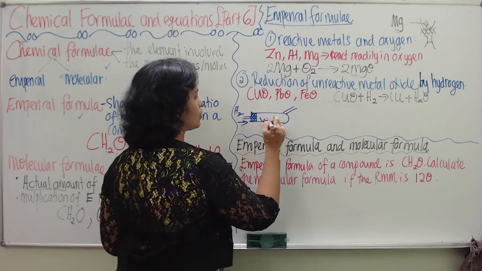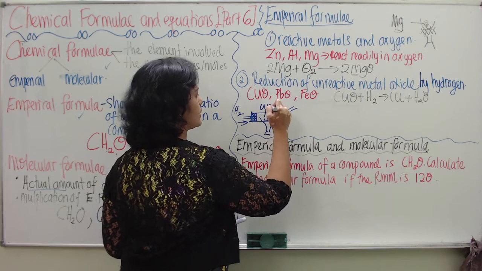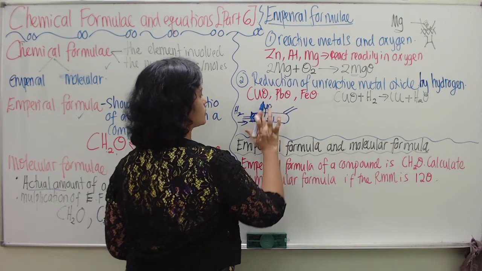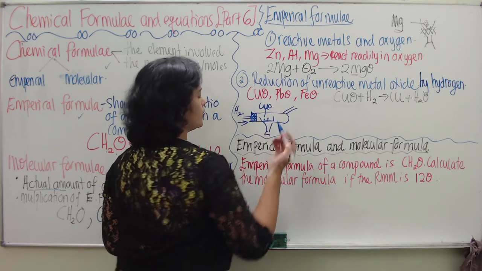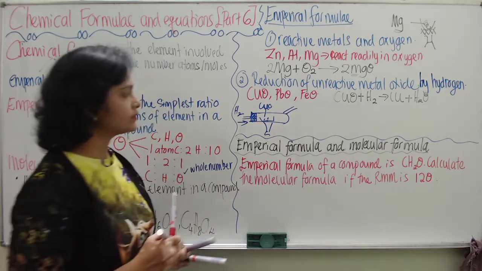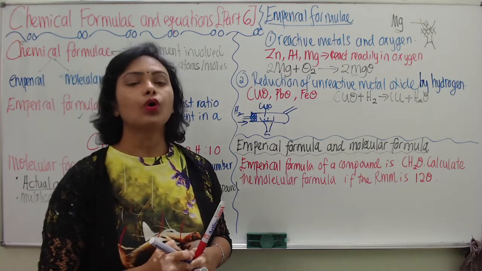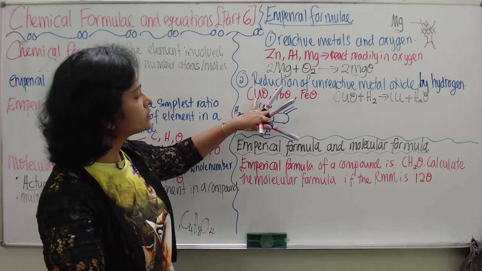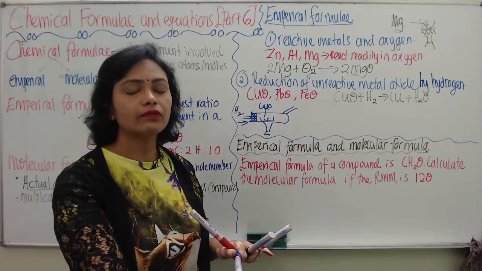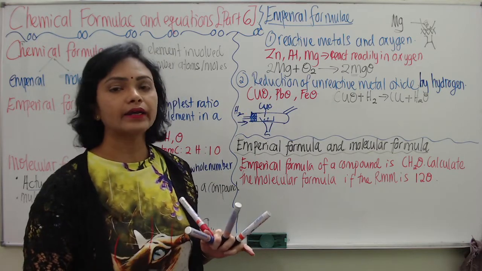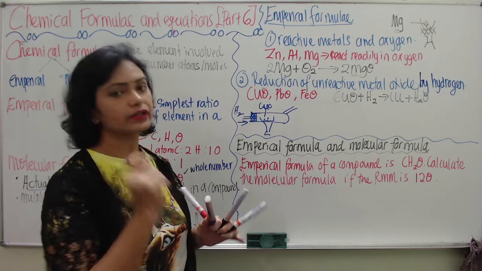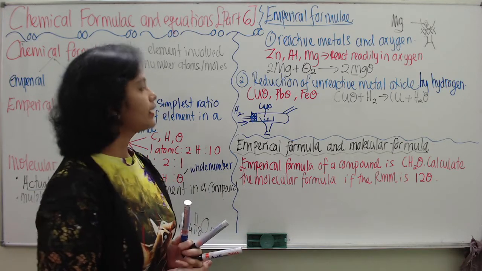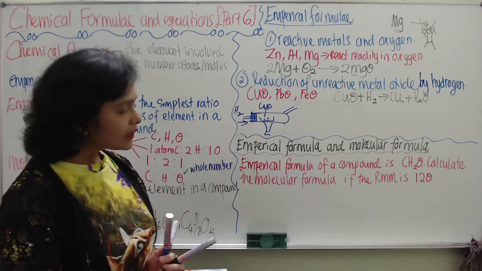So you heat up your copper oxide. Then the hydrogen gas flows in, and you see a setup of apparatus like this. Why? Because this is to determine the empirical formula of copper 2 oxide, lead 2 oxide and iron 2 oxide. Right? Okay, now let's go to calculation.